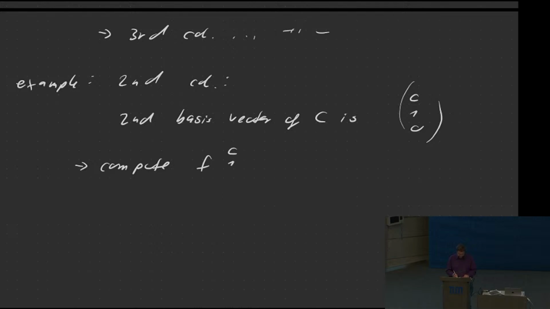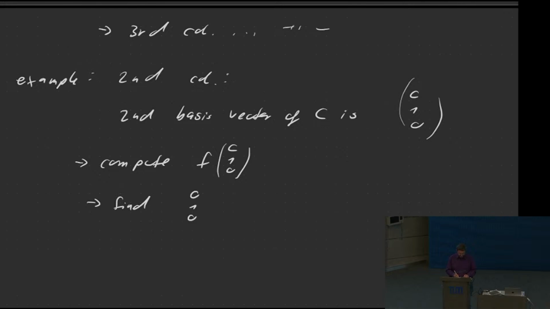So F of (0, 1, 0). How do we do that? Well, we only have F as its matrix representation with respect to B. So that's the complication here. We don't know how to compute an image of C vectors, only of B vectors. So first thing we need to do is find the B coordinates of that.